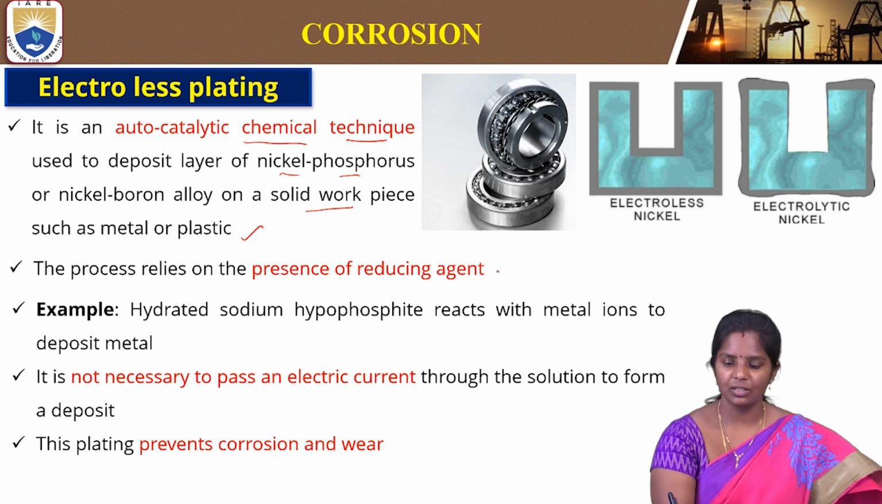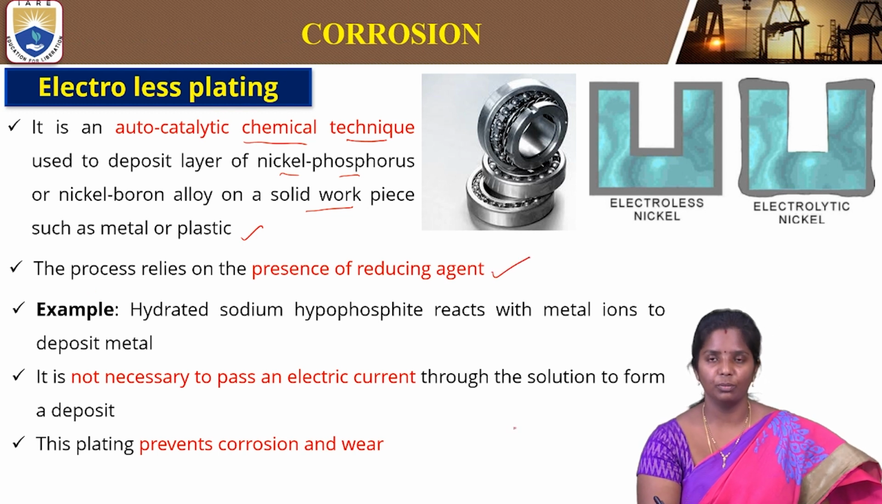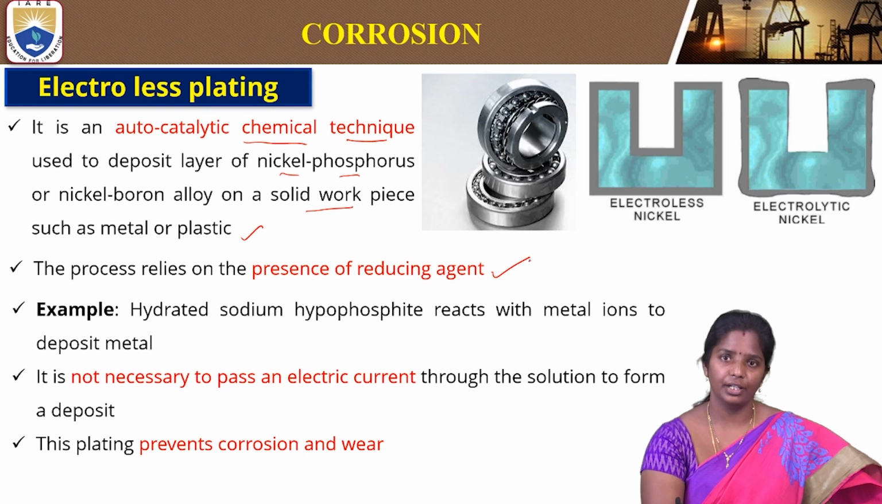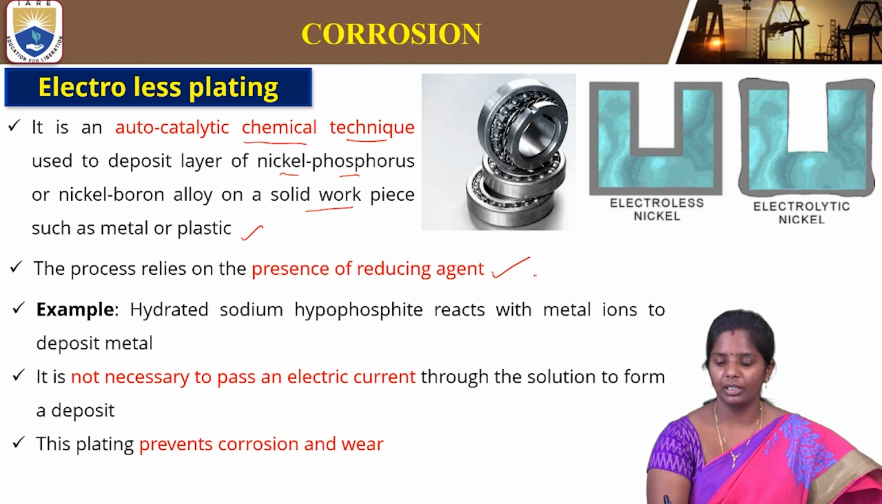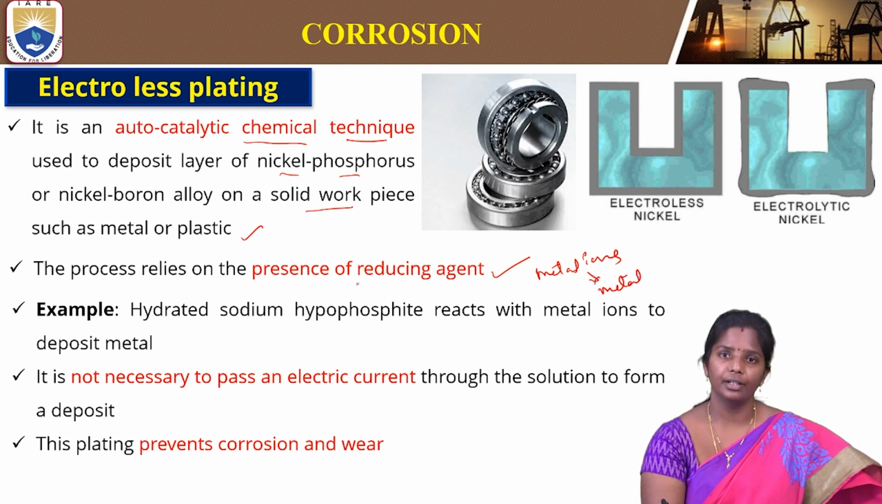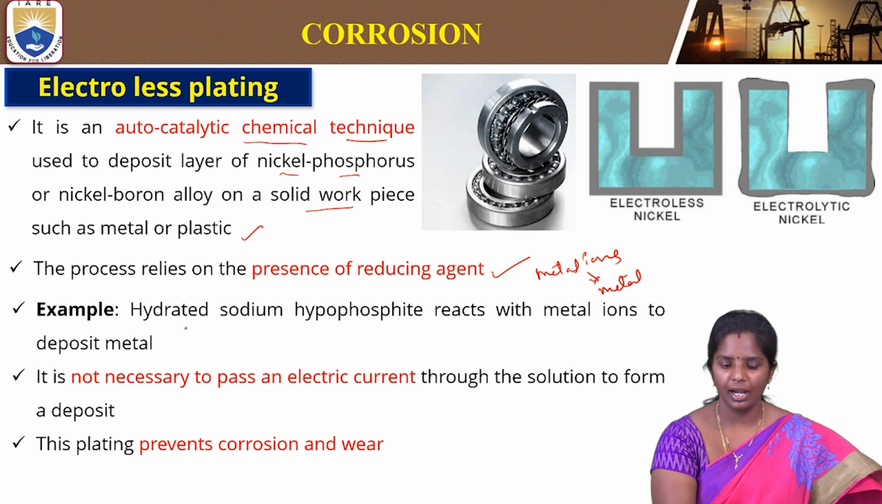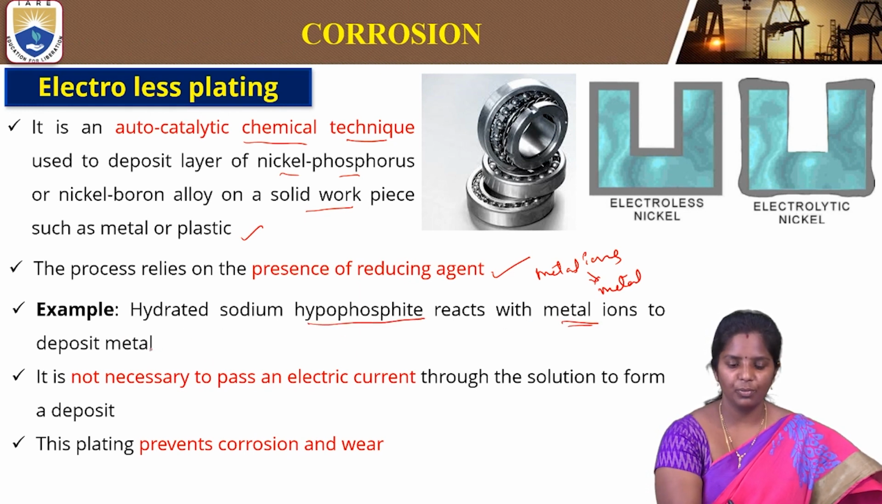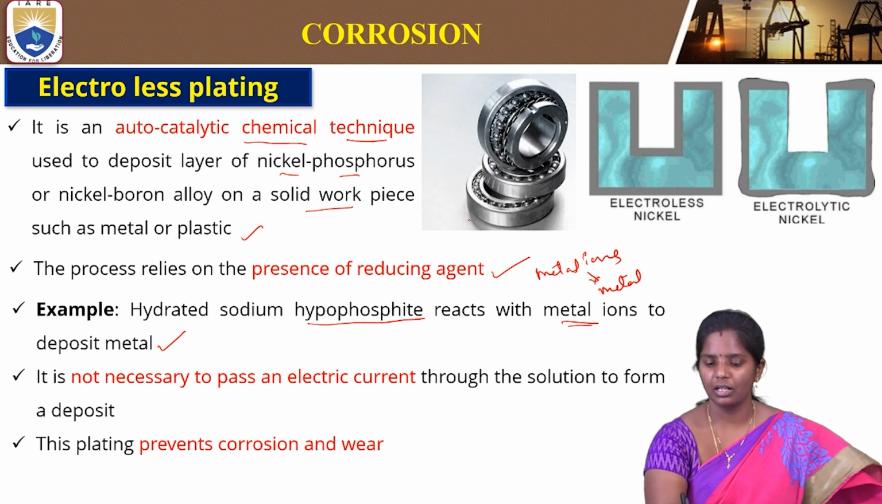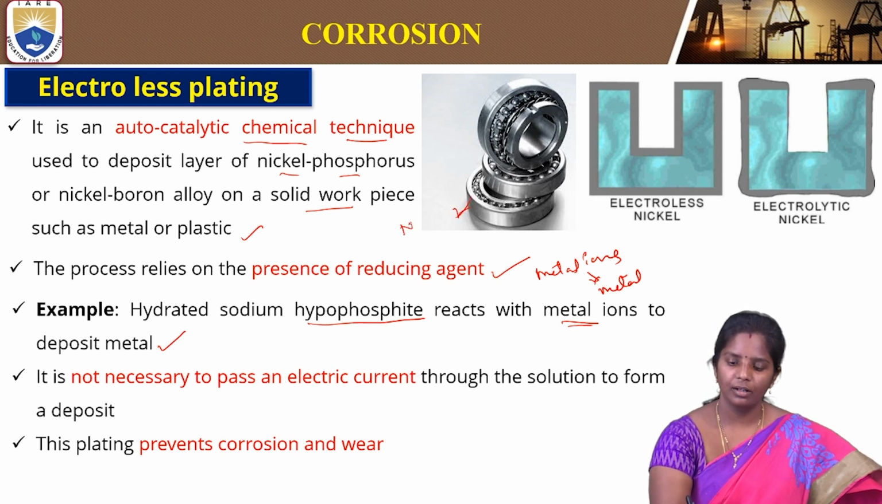The process relies on the presence of a reducing agent. The most important thing is the reducing agent, because only this will allow the metal ions to reduce to metal. So it all depends on the reducing agent. An example is hydrated sodium hypophosphite, which reacts with metal ions to deposit metal. Here, if we see, these are nickel coated bearings.